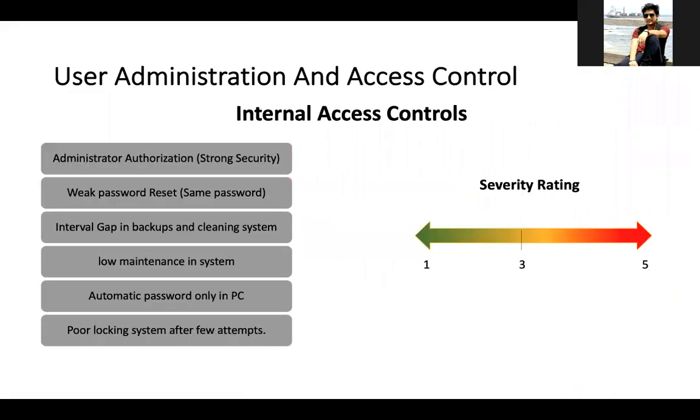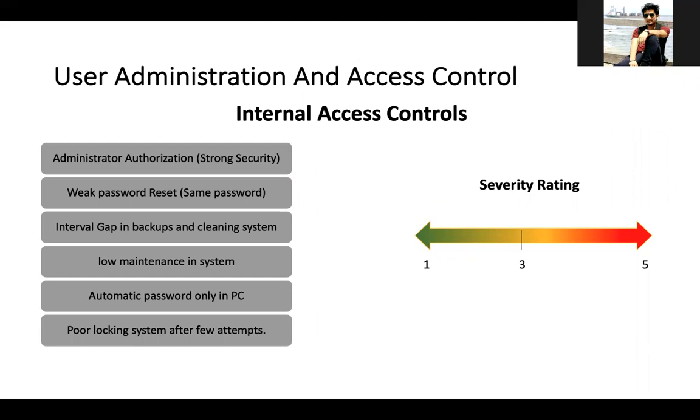Moving on to the next slide, we have user administration and access control. From the survey with different staff on campus, the results show a variety of information with different issues related to network security. Here we'll talk about what the university has done correctly and what requires some changes.